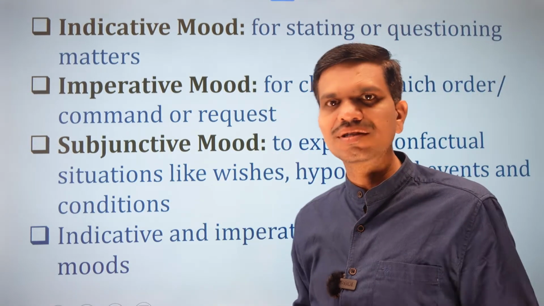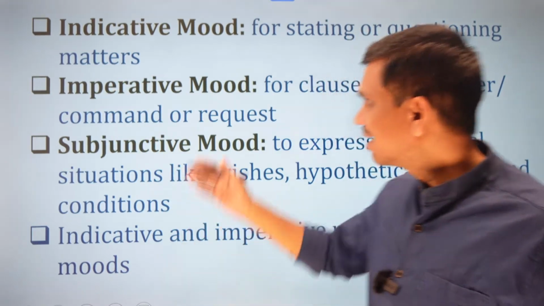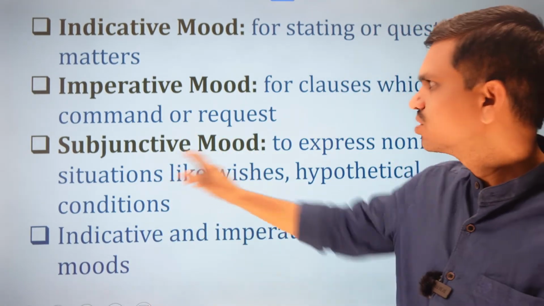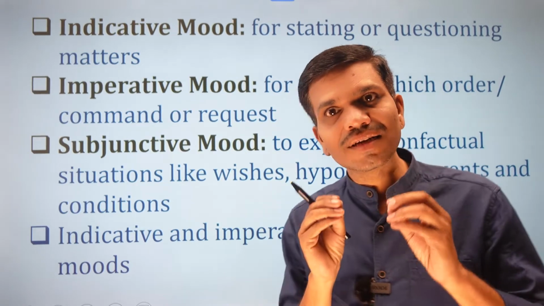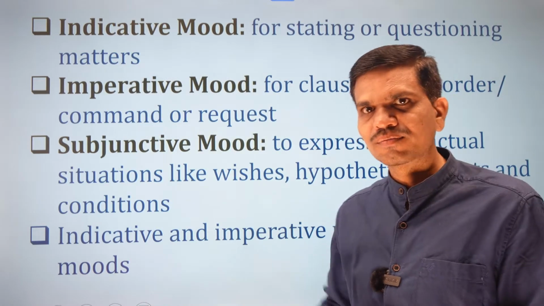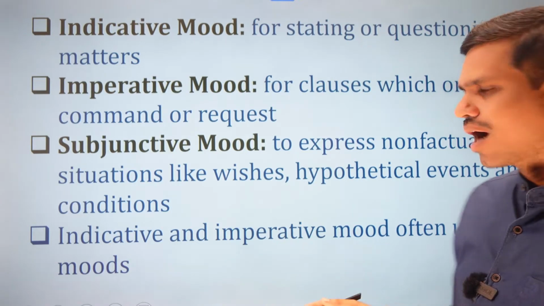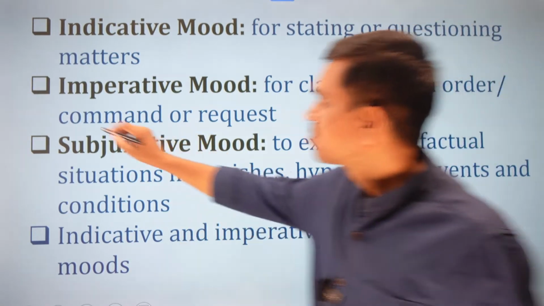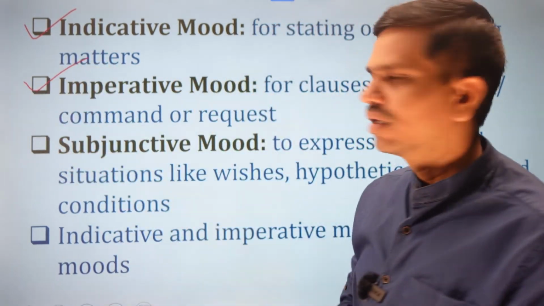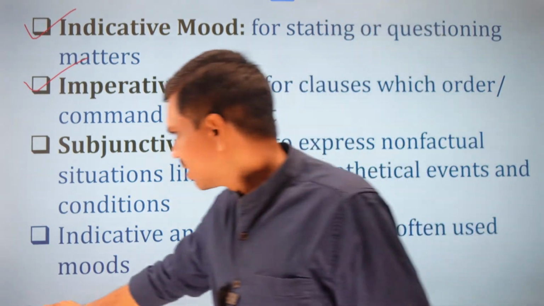These three things you need to understand. If you are ordering something, then it is in imperative mood. If you are commanding something or requesting something, it is in the imperative mood. And the last is subjunctive mood, which is used to express wishes, hypothetical events and conditions. So these are the general categorizations of mood. Indicative and imperative moods are the often used moods. Only these two are used in our general communication, and subjunctive mood is the less used mood. Let's move next.